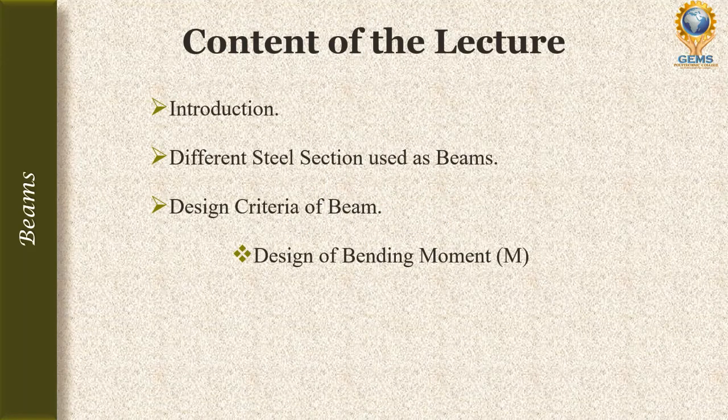Under the unit number 6, beams, we have to see what are the different steel sections used as beams, what are the design criteria of beams, and what are the design procedures and how we have to design and analyze the beams. These topics we are going to see in unit number 6. But in this video, we are going to see the introduction, the different steel sections used as beams, and the design criteria of beams. In that, we are going to see particularly the design for bending moment only in this video. The remaining design criteria we will see in the upcoming videos.